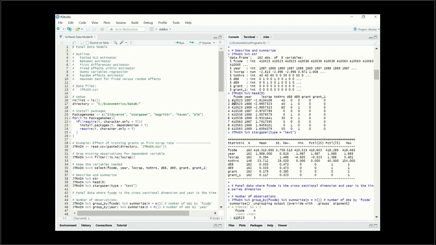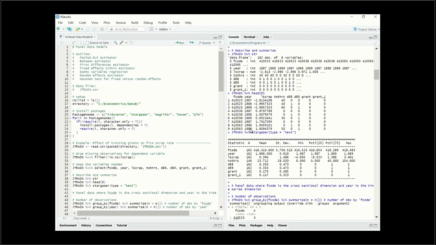So notice that here we have data on firms. So here the first firm has a code of 410523. And you can see that for this firm we have 3 years of data. The second firm has a code of 410538, and this firm also has 3 years of data. And the next firm, this is the code for it, and the 3 years of data.